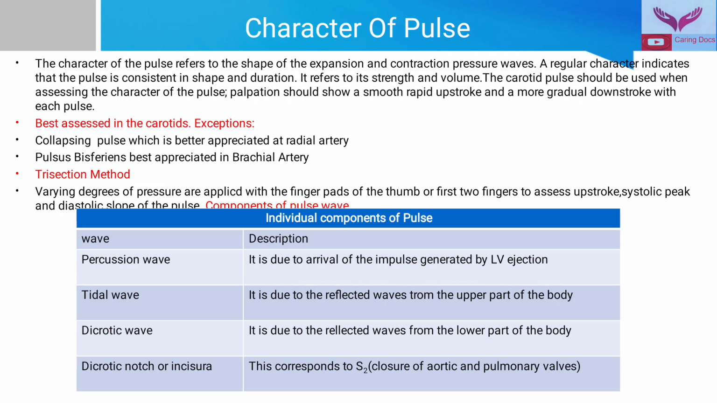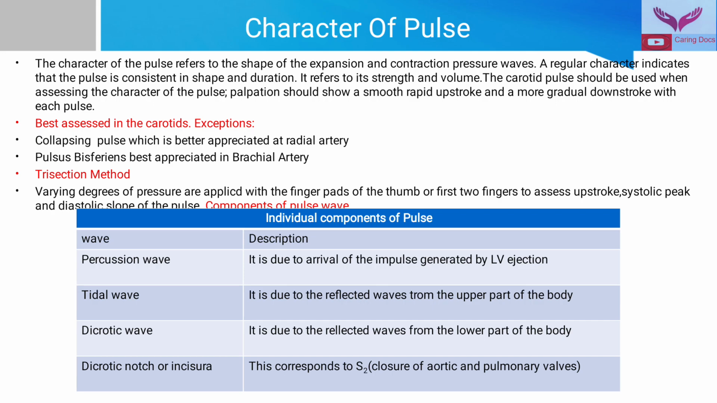Character of the pulse refers to the shape of expansion and contraction pressure. A regular character indicates that the pulse is consistent in shape and duration, and it shows the strength and volume of the pulse. Usually we measure the character of the pulse in the carotids. When we assess the character of the pulse, palpation should show a smooth and rapid upstroke and a more gradual downstroke with each pulse.